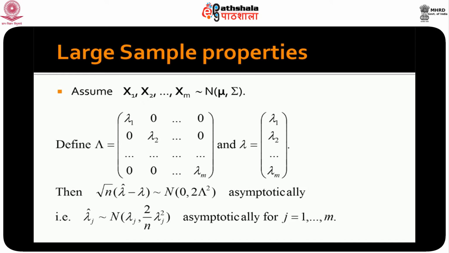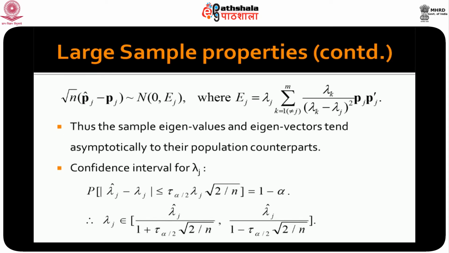Remember, capital lambda is diagonal, therefore these are uncorrelated with each other, and hence we just need to look at the variances. So it's easy to get these results for each of the individual lambda j's. Correspondingly, we also have a result for the eigenvectors. Look at the jth eigenvector, then we can show that root n times pj hat minus pj is asymptotically normal with mean vector 0 and dispersion matrix ej, where ej has a slightly complicated form.